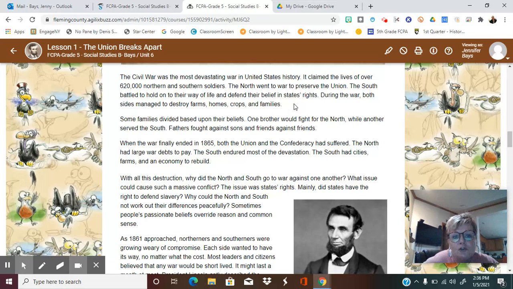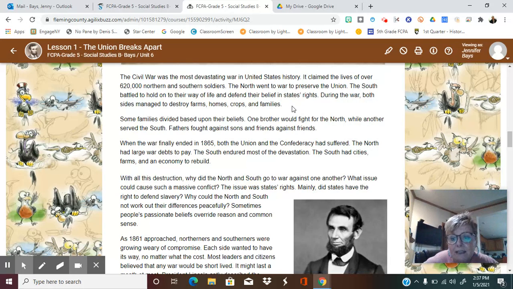The North had large war debts to pay. The South endured most of the devastation. The South had cities, farms, and an economy to rebuild. With all this destruction, why did the North and South go to war against one another? What issue could cause such a massive conflict?